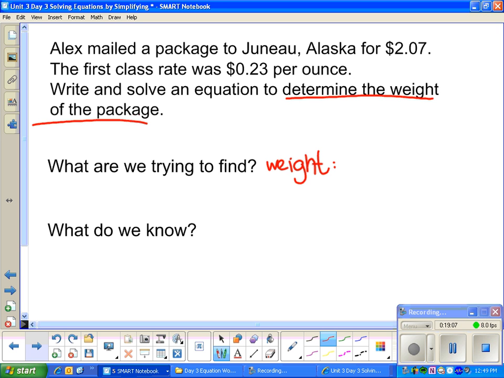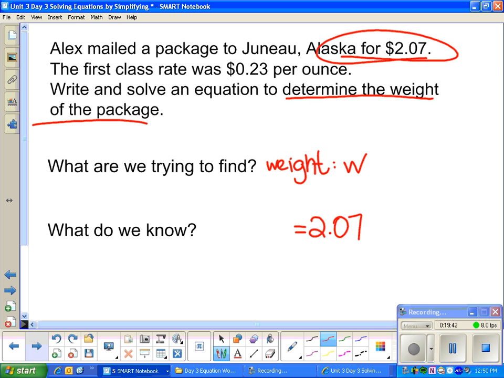And I will call that W. This is my variable. If W changes, then it'll cost a different amount. Okay? And this is what we know. I know that the total cost was $2.07. That's going to be my equal. Something is going to equal $2.07. And the rate is 23 cents per ounce. So for every ounce, it costs me 23 cents.